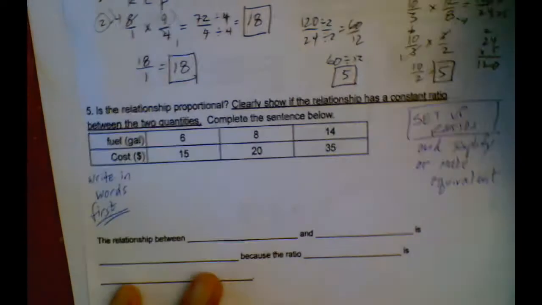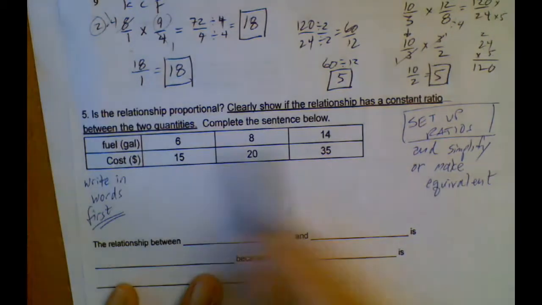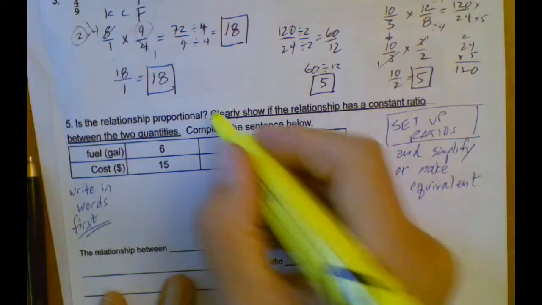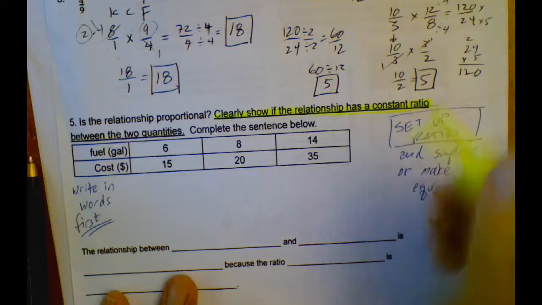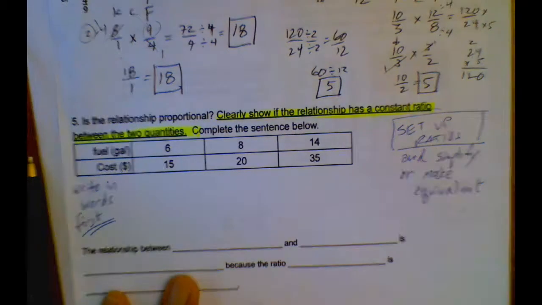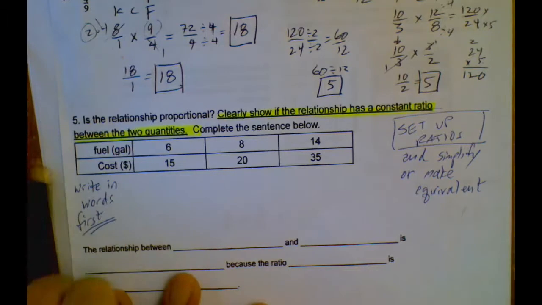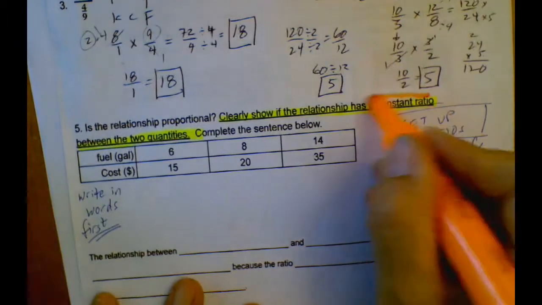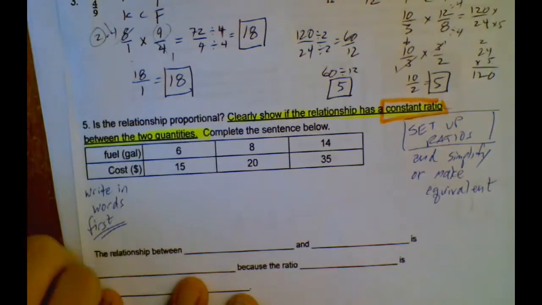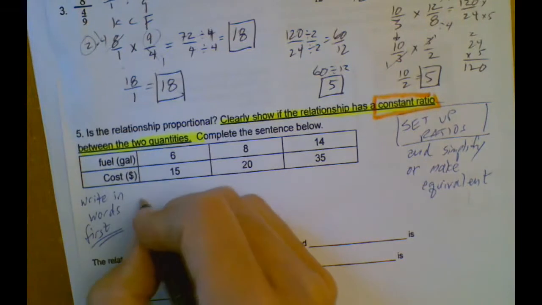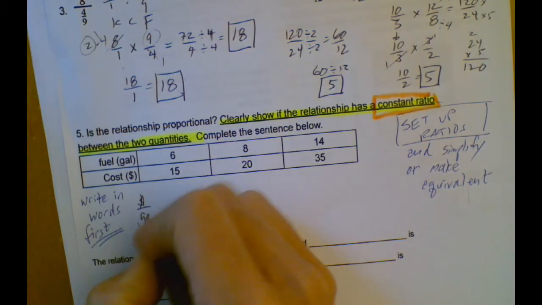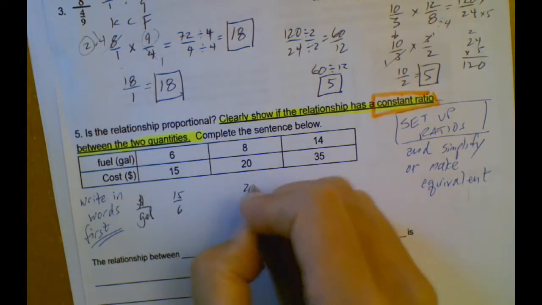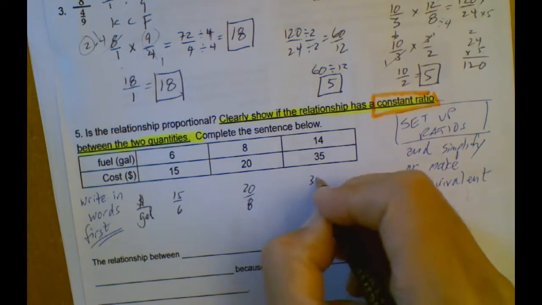Number 5. Is the relationship proportional? So I have a relationship, and they're asking, is it proportional? And then it says, clearly show if the relationship has a constant ratio between the two quantities. I have two quantities: fuel and cost. So in order to see if it has a constant ratio, I have to test each one of these. Now I'm going to write this as cost per gallon because that makes a lot more sense in my brain. So I'm going to have 15 over 6 in this case, 20 over 8, and 35 over 14.